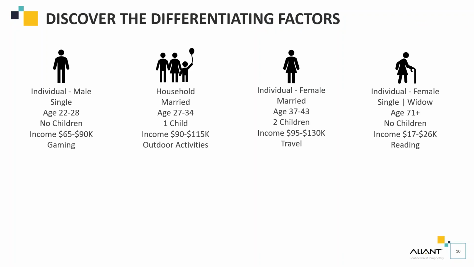Now, let's just first take a look at a few customer profiles here. Some of these are likely to exist as a significant group in just about any customer database out there. So, first we have an individual who's male, single, age 22 to 28, no children, income 65 to 90, and they're a gamer. We have a household married profile, right? We have an individual female who's married. And then back there on the 4th profile, we have an individual female who's single and likely widowed, age 71, no children, income 17 to 26K, and who's really interested in reading.